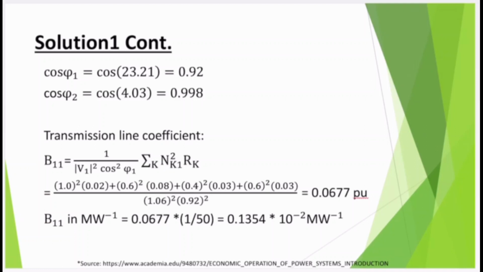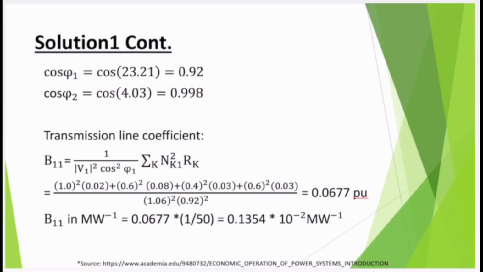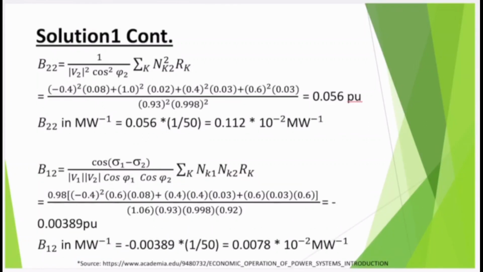So B11, B12, B22 become a function of your phi 1, phi 2, resistances and NK1s. Those parameters are calculated for a given diagram, and then you can obtain your B11. Here, as you could see, my B11 is calculated at 0.0677 per unit, and similarly you can calculate B22, which is 0.112 times 10 to the power minus 2, and similarly you can calculate B12, which is close to 0.0078 times 10 to the power minus 2.